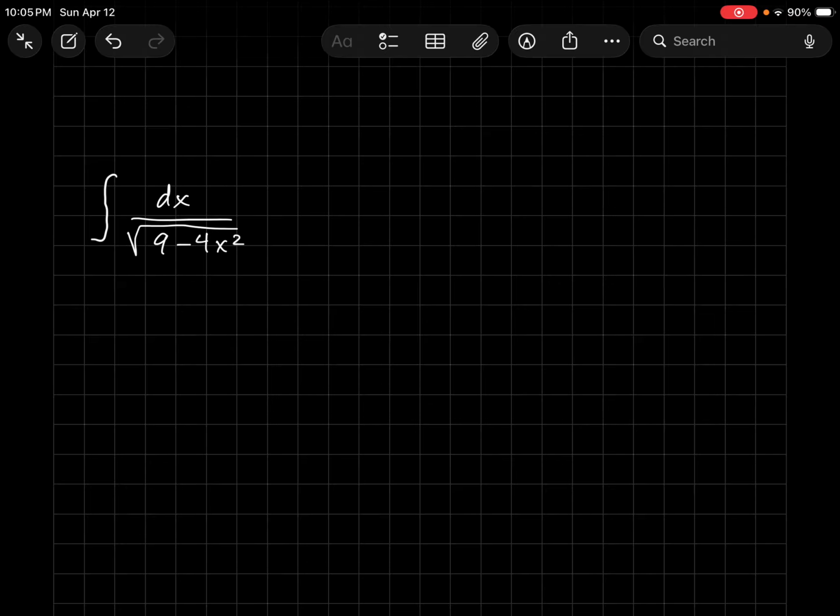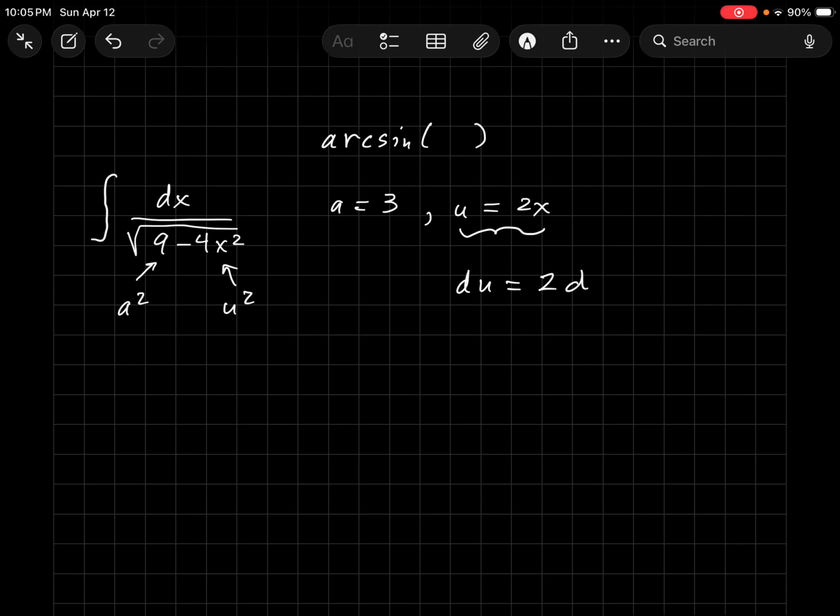You need to recognize that this is going to be some sort of arcsine. It's the form of arcsine, where in this case a is 3 because a is a number and that's a squared. And then u is 2x because we have minus u squared. So this is going to be the u-sub that we do. u equals 2x, giving us du equals 2 dx.